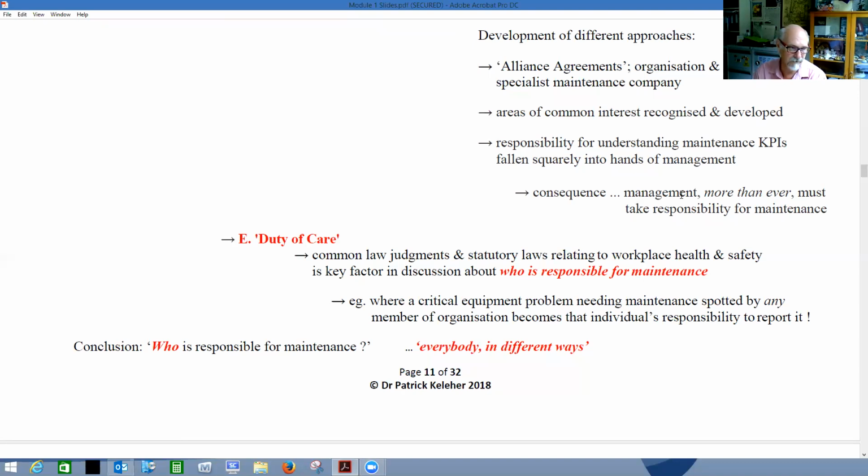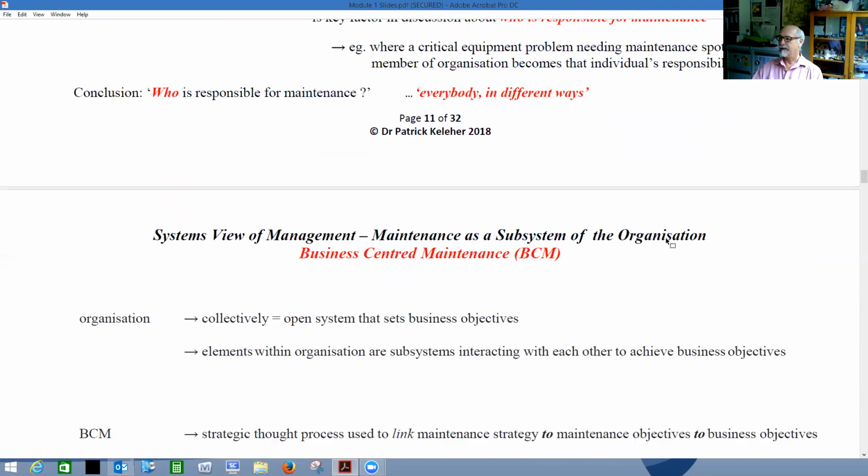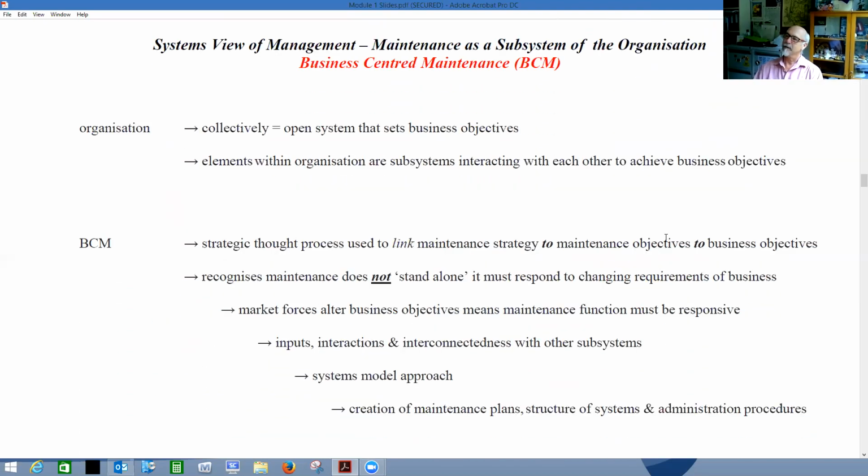So in other words, if you walk past as a company employee, even though that maintenance is not your area, the reality, of course, is that you should speak up and do something about it. So where a critical equipment problem needing maintenance is spotted by any member of the organization, it becomes that individual's responsibility, obviously, to report it. So who's responsible for maintenance? Everybody in many different ways. And that's why it's so complex from that viewpoint, but it's complex also because of the organization's business objectives as well. So coupled with all those things, it can be a pretty tough job, really, isn't it?